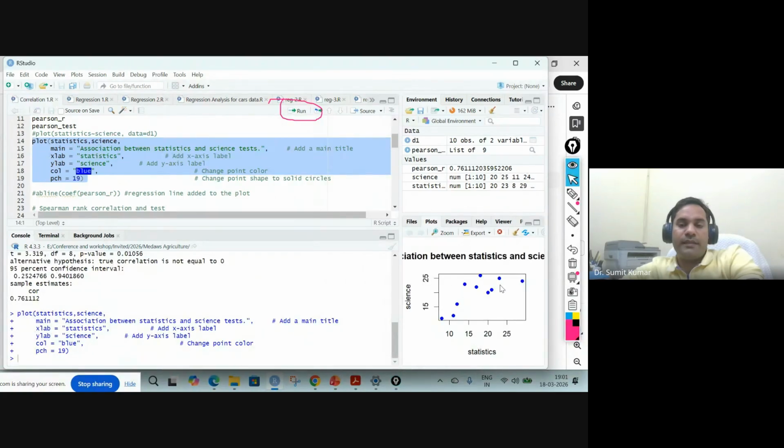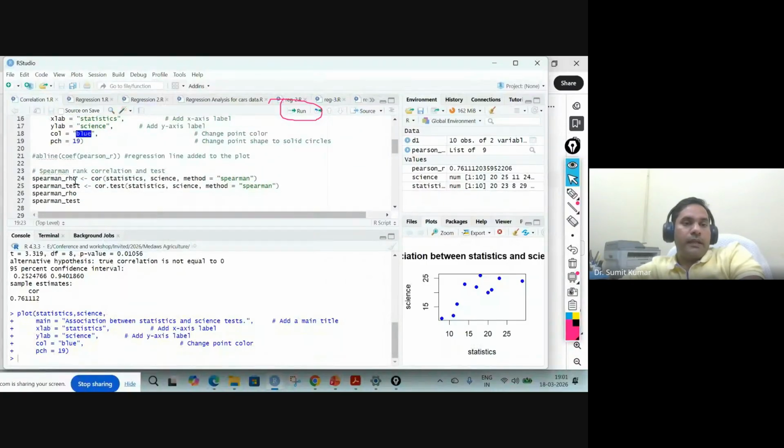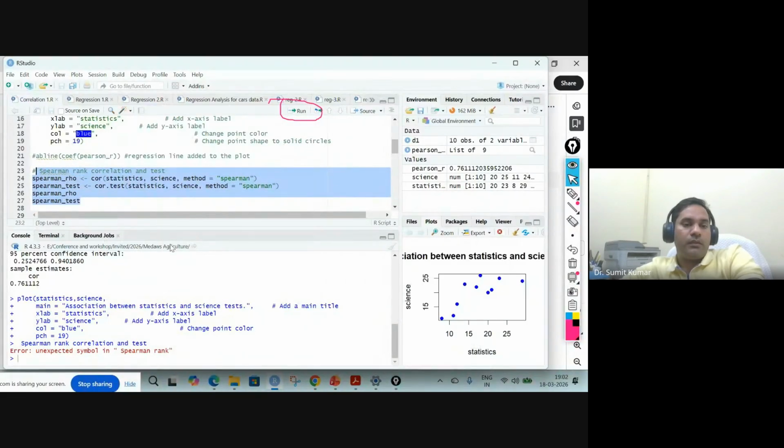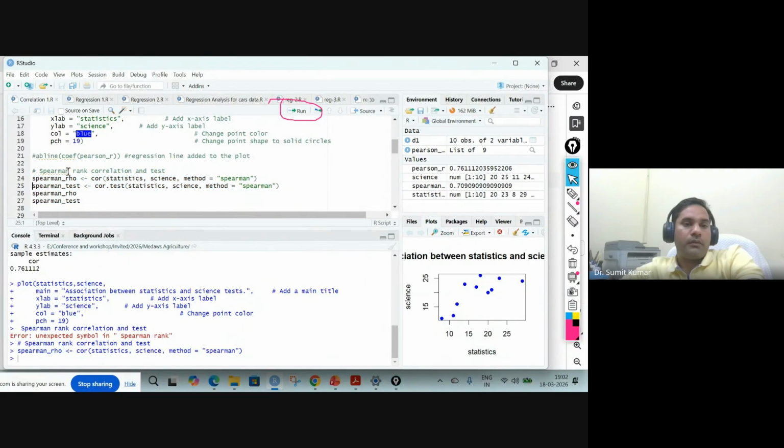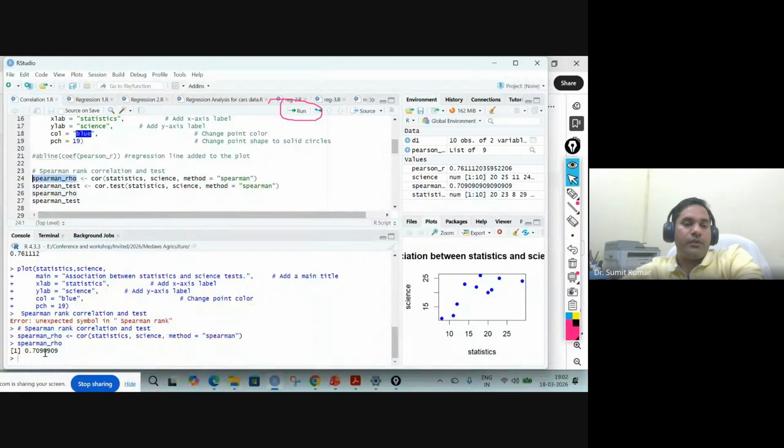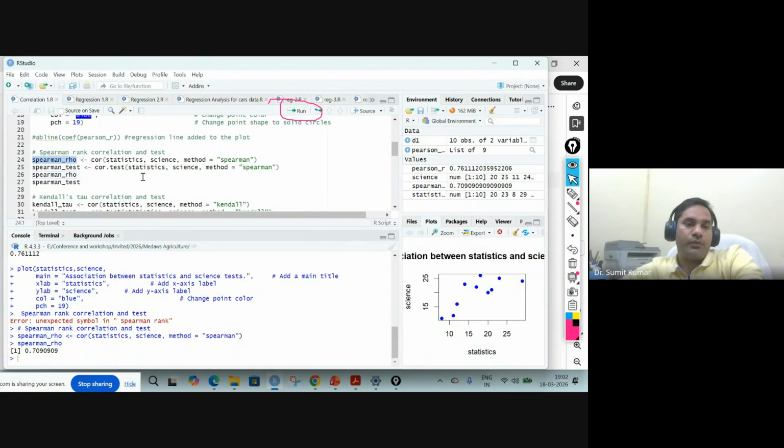So you will see this is the scatter plot. Okay. If you are using the regression line, regression fitting, you can just fit the line. Then Spearman correlation coefficient. The correlation command here is cor.test with Spearman, the Spearman rank correlation coefficient. That is 0.7090, the same value we got in the example as I showed you.